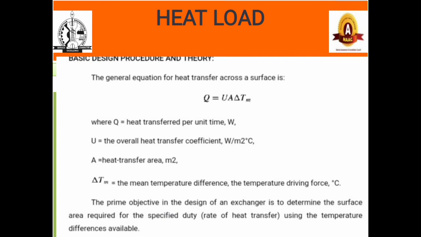Then next step, we have to calculate the heat load. Using the formula Q equal to UA delta T, we can calculate what is the heat to be removed or added to the system. So before going for calculation of Q, we need the value for U. So we have to assume the overall heat transfer coefficient.